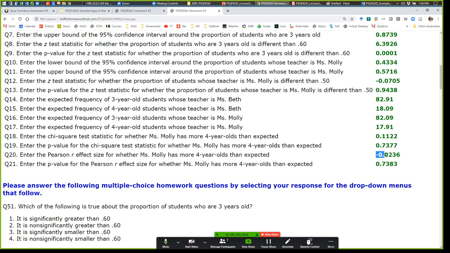The correlation that goes with that is right here. It's a negative correlation. So that negative correlation means as x goes up, y goes down, right? So if I want to say x is age, so as x goes up, as you are 4 years old, y goes down. That would be Beth versus Molly. That means 4-year-olds are more likely to be with Beth if it's a negative association. So there's fewer 4-year-olds than expected in this person's data set.